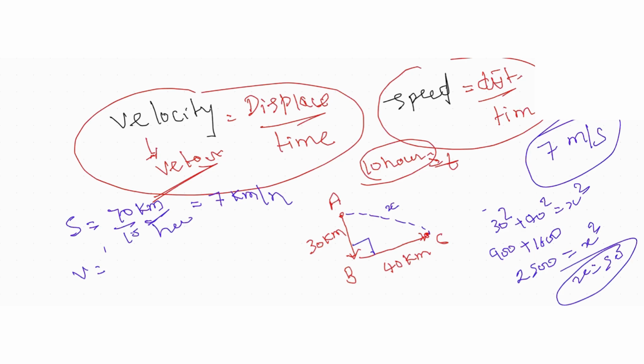So what will we have? Is this 50 meter? No, kilometer, correct? Kilometer. So what will be the velocity? 50 kilometer upon 10 hours. So what is the answer? 5 kilometer per hour. Any problem in this? No. Okay. So you understood the main difference between velocity and speed, correct?